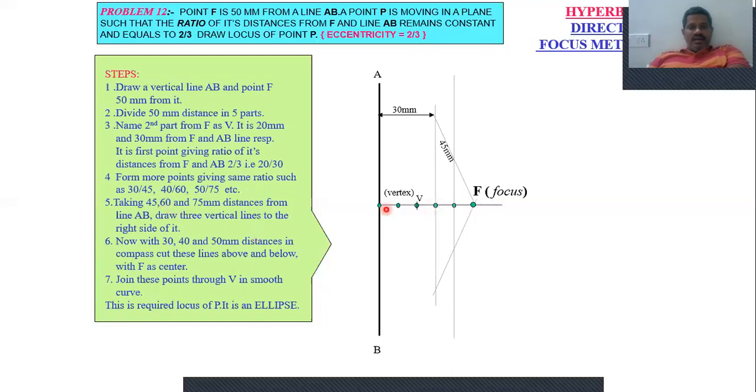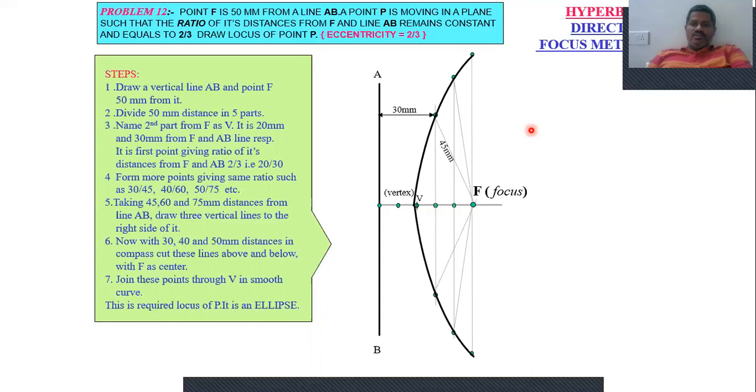Then draw a vertical line at 40 mm distance. Taking 60 mm as radius in the compass with F as center, intersect this vertical line like this. Then take one more line at a distance of 50 mm, take 75 mm radius in the compass and intersect to get 2 points like this. Then join all those points, and that will give us the hyperbola like this.